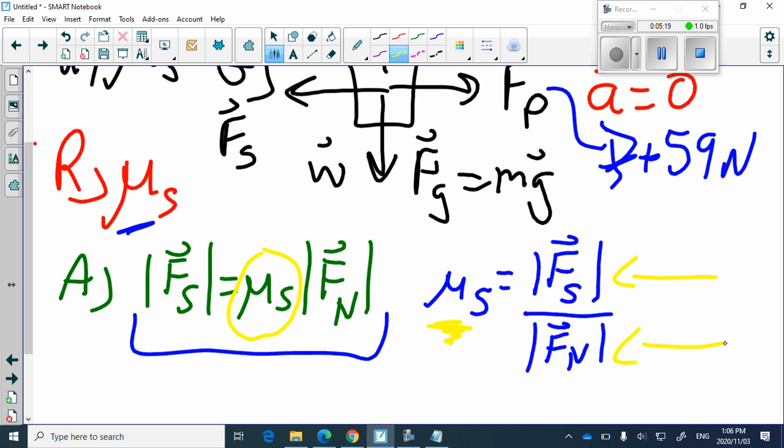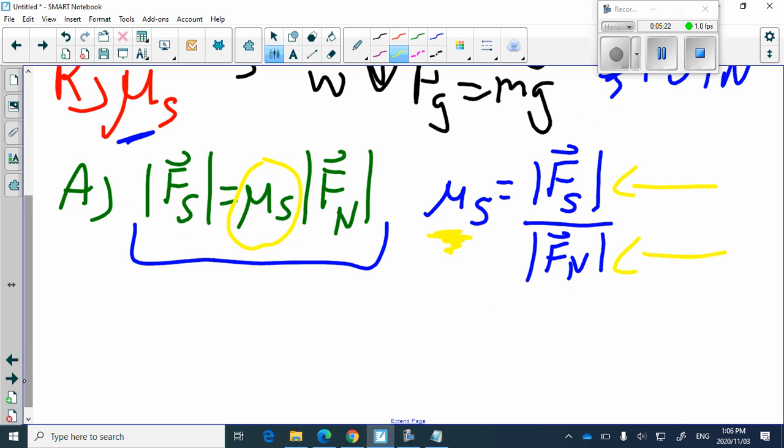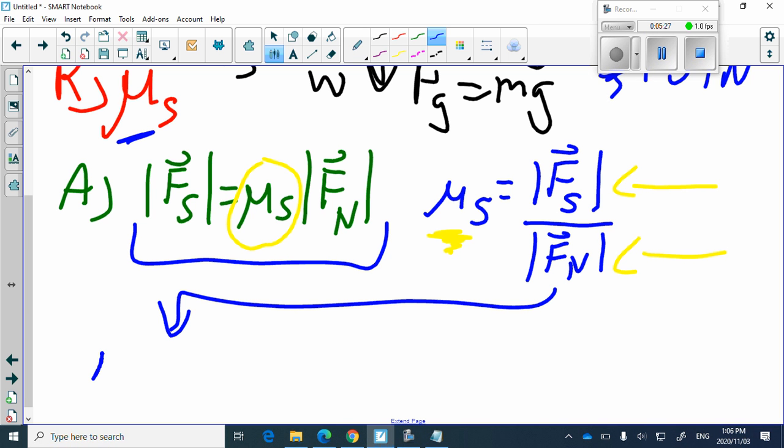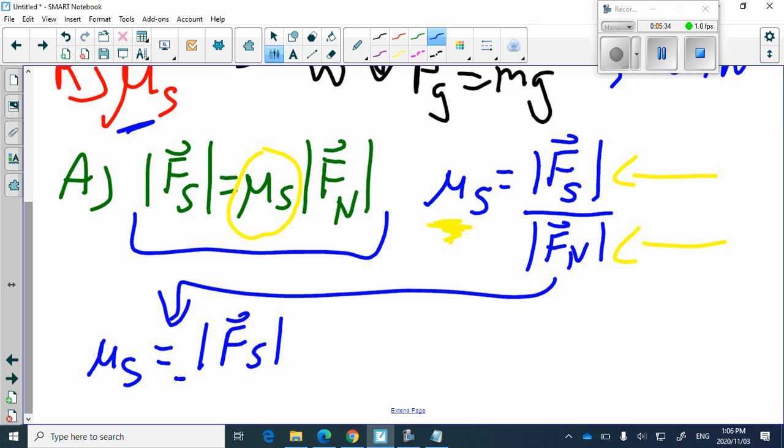Let's continue then. Luckily, I remember that the normal force is equal in magnitude but opposite in direction to the force of gravity. Remember that? So I'm going to substitute that in there. Notice I still have the magnitude signs, meaning whatever is in the numerator and whatever is in the denominator are going to be positive. I have these magnitude signs.